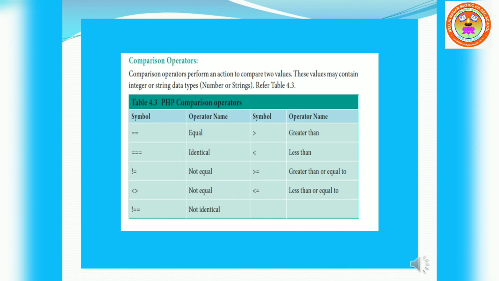Not equal to checks whether the left side variable is not equal to the right side variable. Not equal. Then not identical. Greater than, less than or equal to, greater than or equal to.